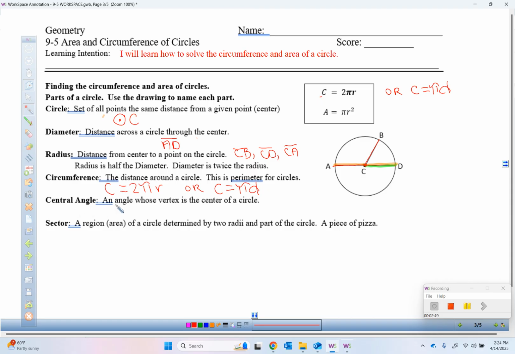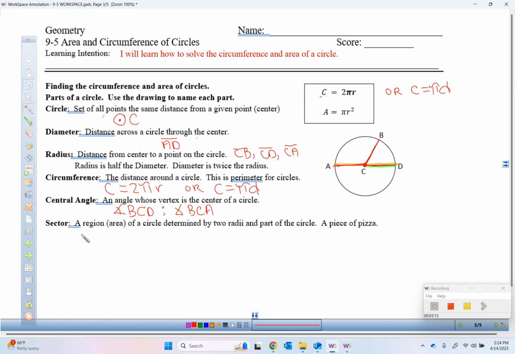A central angle is an angle whose vertex is the center of a circle. So once again, back at the center, the central angle would be BCD, or BCA would be an example, so we'll go ahead and write those. Angle BCD, angle BCA. And notice my vertex is always in the middle, okay?